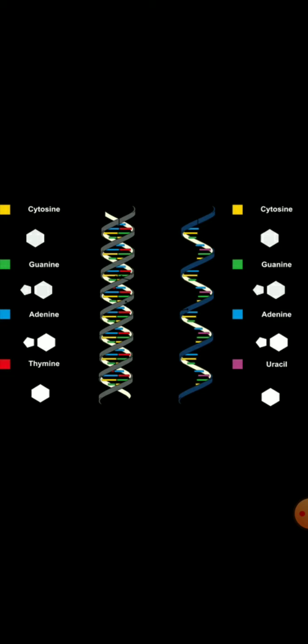So, let's talk about the main components. The two types of sugars are deoxyribose and ribose sugar, and the bases are adenine, guanine, thymine, cytosine, and uracil. We can see in this picture that DNA is a double helical structure and RNA is a single helical structure.